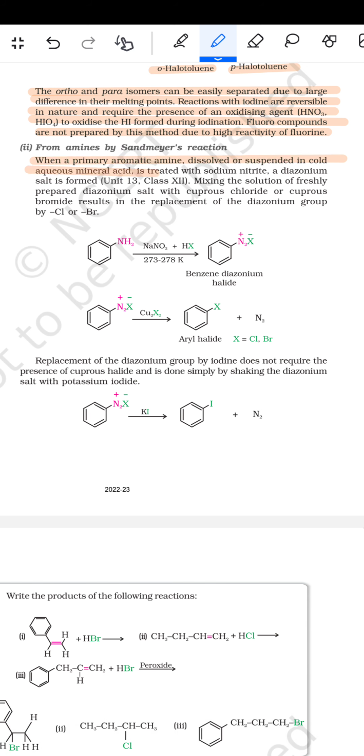When a primary aromatic amine dissolved or suspended in cold aqueous mineral acid is treated with sodium nitrite, a diazonium salt is formed. Mixing the solution of the freshly prepared diazonium salt with cuprous chloride or cuprous bromide results in the replacement of the diazonium group by Cl or Br.